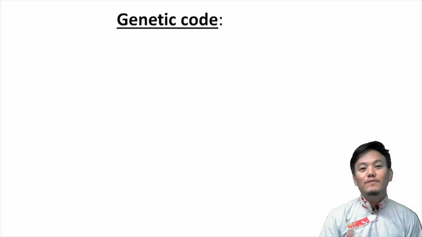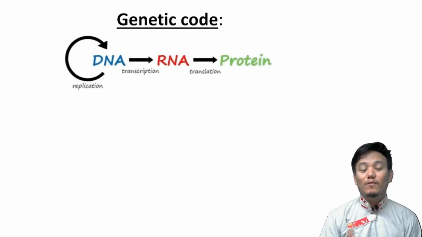In our previous video we discussed the central dogma of molecular biology. The central dogma, which was proposed by Francis Crick, describes the flow of genetic information from DNA to RNA and from RNA to protein. In our previous video, we discussed the transcription process, in which an RNA was copied from DNA.